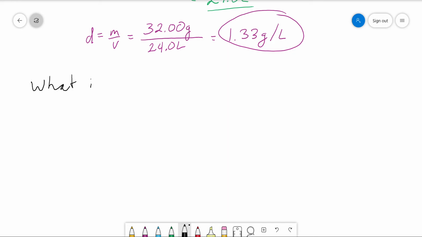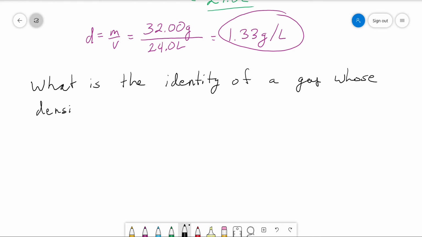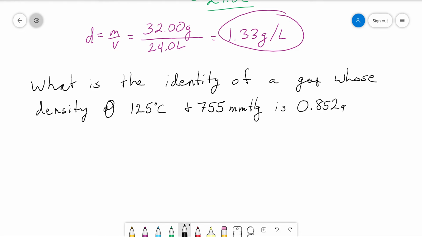What is the identity of a gas whose density at 125 degrees Celsius and 755 millimeters of mercury is 0.852 grams per liter?